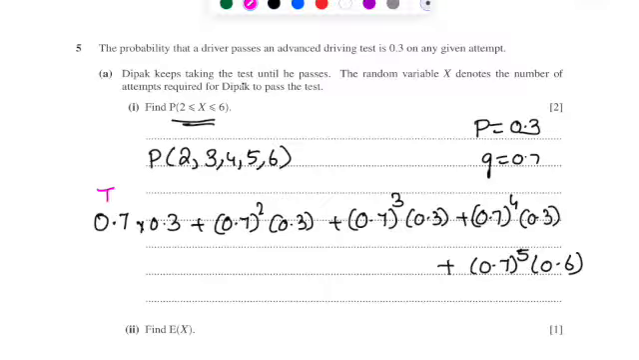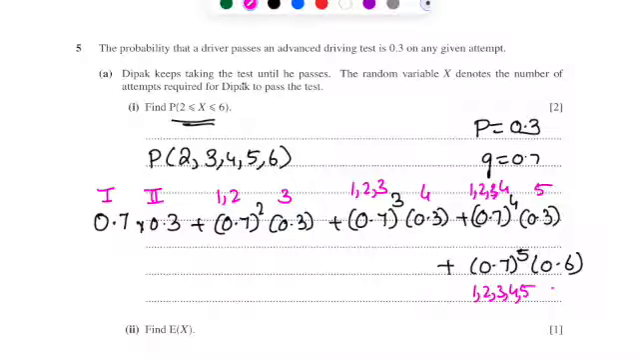So this is first time fail and second time pass. This is 1, 2 fail and the third time. This is 1, 2, 3 times fail and the fourth time. 1, 2, 3, 4 times fail and the fifth time. 1, 2, 3, 4, 5 times failed and the sixth time. So that's going to be the way. So simplify this one by calculator. You should be getting 0.582.